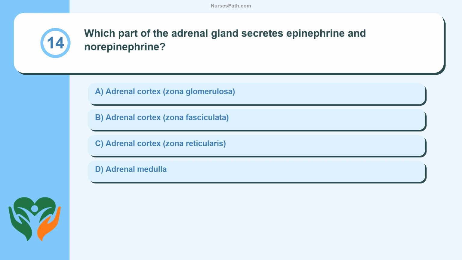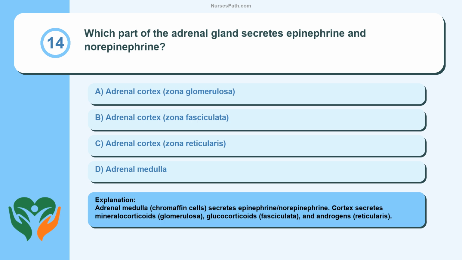Question 14. Which part of the adrenal gland secretes epinephrine and norepinephrine? Adrenal cortex, zona glomerulosa; adrenal cortex, zona fasciculata; adrenal cortex, zona reticularis; adrenal medulla. Adrenal medulla, chromaffin cells, secretes epinephrine/norepinephrine. Cortex secretes mineralocorticoids (glomerulosa), glucocorticoids (fasciculata), and androgens (reticularis).